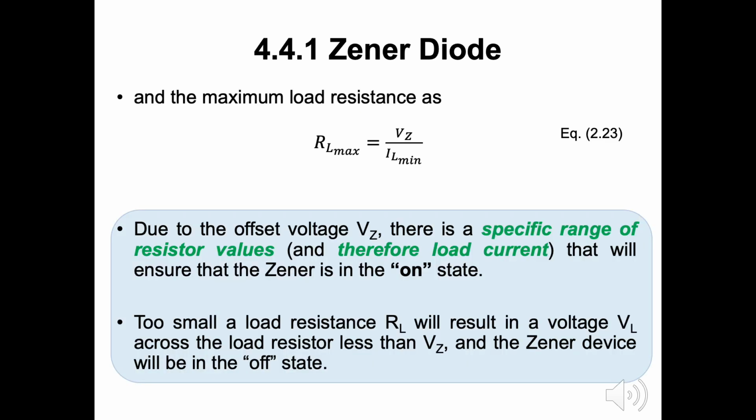Here the maximum load resistance is Vz by IL min, as in equation 2.23. Now we can conclude that, due to the offset voltage Vz, there is a specific range of resistor values and therefore load current that will ensure that the Zener is in the on state. Too small a load resistance RL will result in a voltage VL across the load resistor less than Vz, and the Zener device will be in the off state.